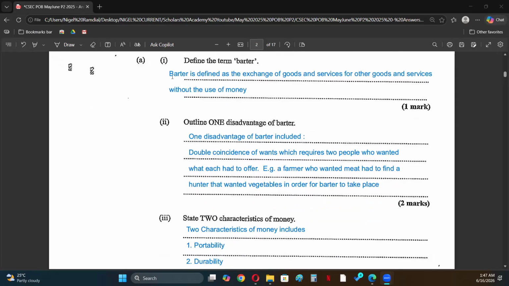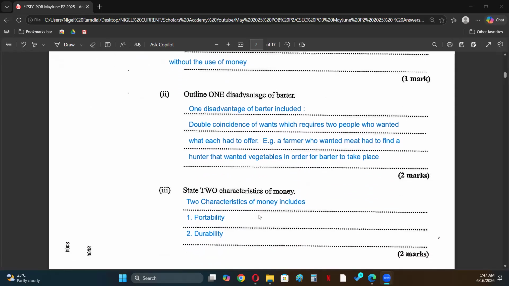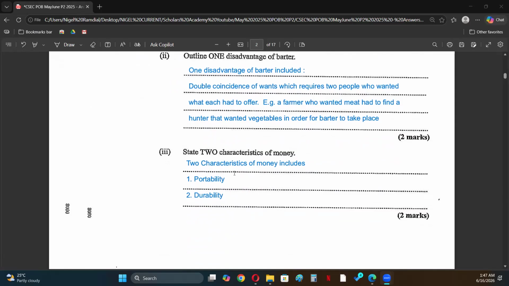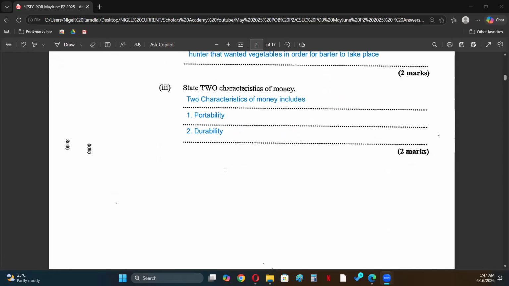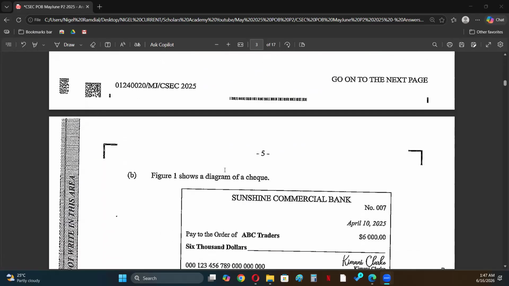Now, coming down to part A3, state 2 characteristics of money. Again, there are lots of different characteristics, but once you guys include any 2 characteristics, you should be able to get your marks. So 2 characteristics of money include portability as well as durability. All right, guys, nicely done. Let's move on to part B.